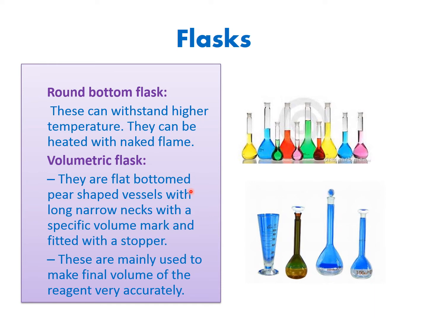Volumetric flasks are flat bottom, or pear in shape with a long narrow neck, with a specific volume for each flask. Like a 100 ml volumetric flask will have 100 ml solution, so it has an indicator mark at the neck, and we fill the liquid till that mark, that is 100 ml. So they are mainly used to make up the volume and for preparing reagents and solutions.